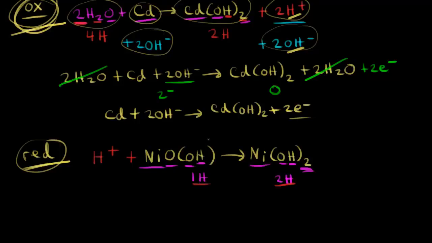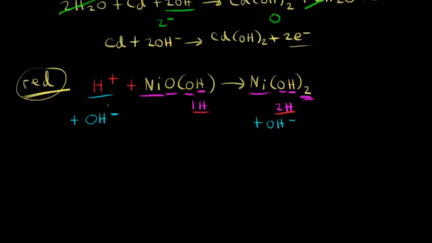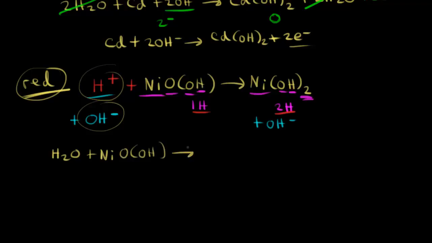Next, we're going to get rid of the proton that we just added because really this is in basic solution. So since we have 1 proton, we need to add 1 hydroxide to get rid of that 1 proton. If we add 1 hydroxide to the left side, we need to add 1 hydroxide to the right side of our half reaction. So let's write down what we would have now. All right, so H+ and OH- give us H2O. So we have H2O plus nickel oxide hydroxide, giving us, on the right side, nickel hydroxide plus OH-, so plus hydroxide.